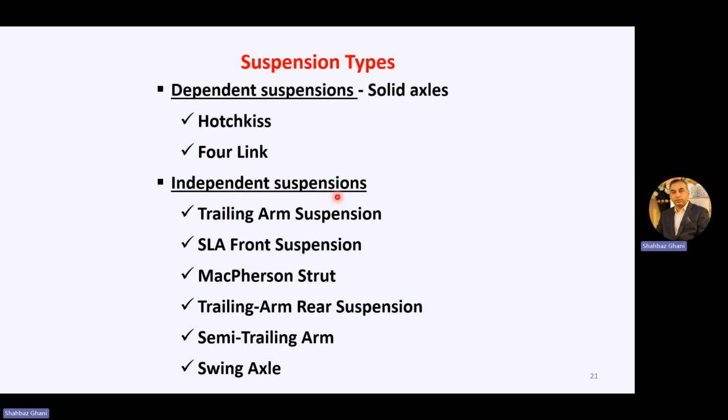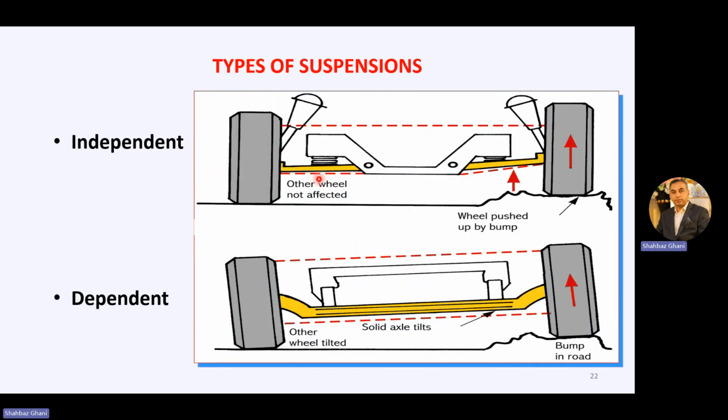In the independent suspension system, we have these 7 subtypes. Those are trailing arm suspension, short long arm front suspension, McPherson strut, trailing arm rear suspension, semi-trailing arm, and swing axle. So these are the 7 subtypes of independent suspension system, and we will try to cover them one by one. First, to give you a general concept of suspension systems, let's talk about the dependent suspension system.